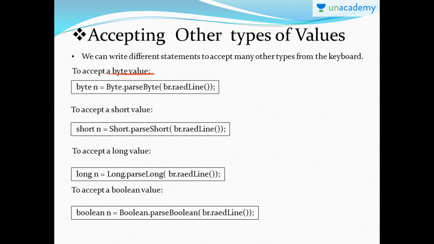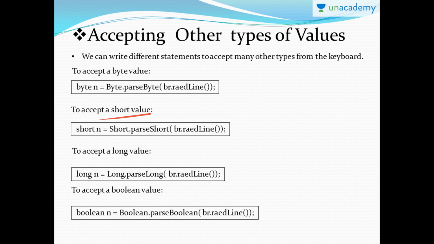If you have to accept a byte value, we need to write byte n is equal to Byte.parseByte of br.readLine. This br.readLine is used to read one single line from the keyboard, and this Byte.parseByte is used to convert whatever value you get from the keyboard into the byte data type, and then that will be stored in the variable n.